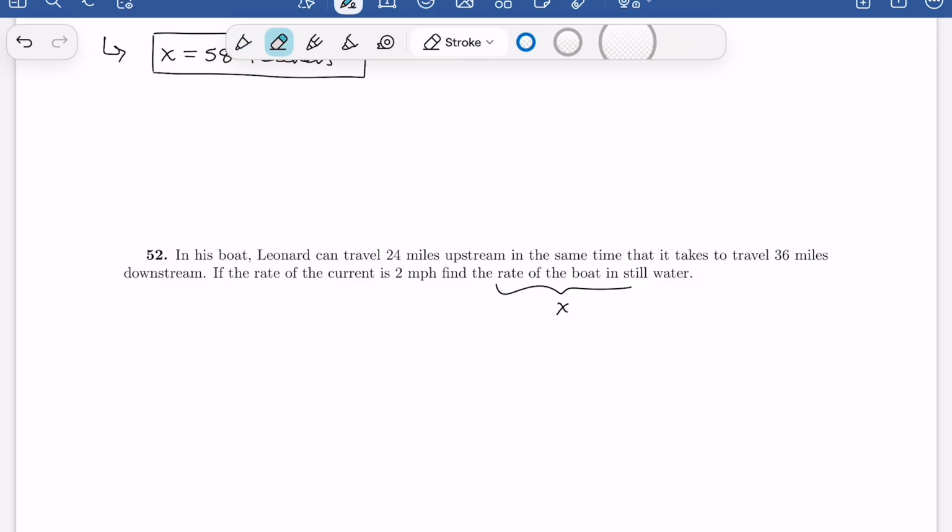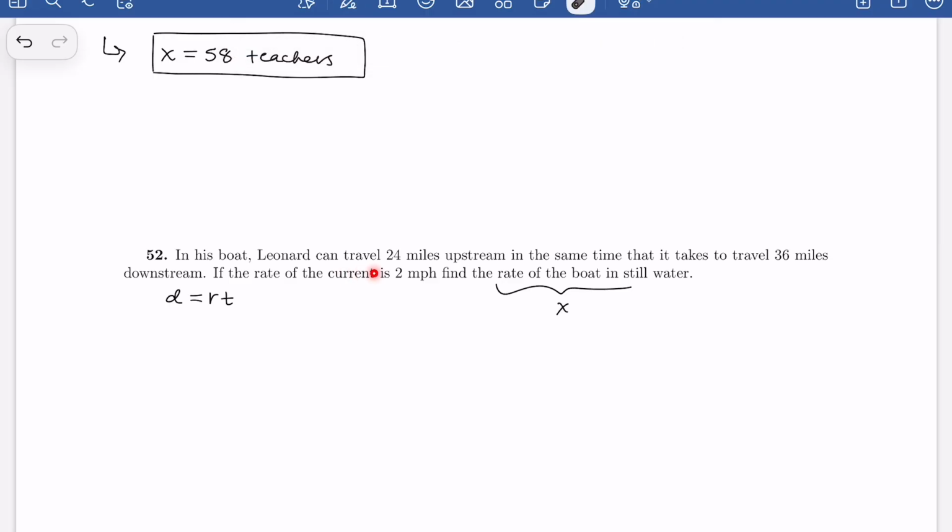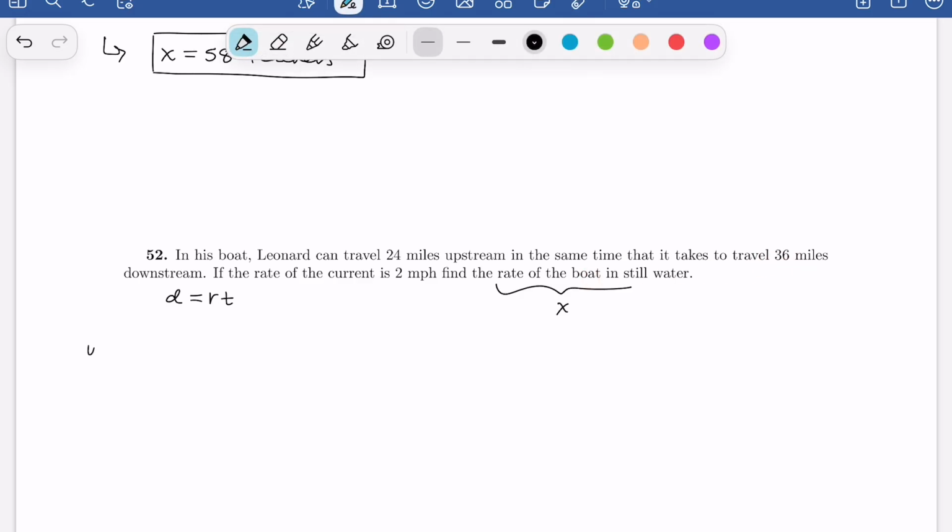So this is what we're trying to find. Now, like I said, this is a distance, rate, and time problem. So we're going to use the fact that distance is equal to rate times time. All right, so now let's assign some equations and write down what we know so far. We know that Leonard can travel 24 miles upstream in the same time that it takes to travel 36 miles downstream. So we're going to split this up into upstream and downstream. We're going to have different rates for each of these, taking into account the current.